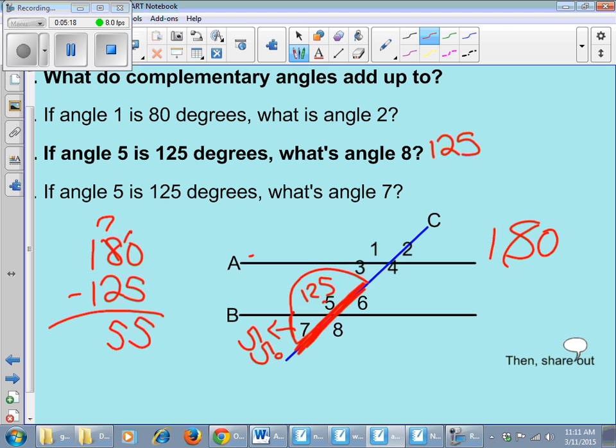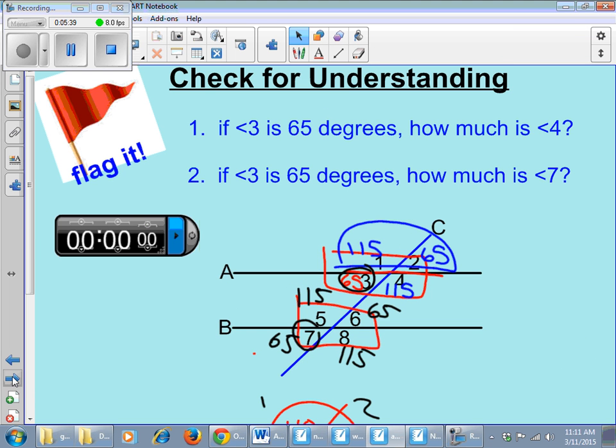Angle 7 has to be 55 degrees because 125 plus 55 makes this straight line, which equals 180. We're going to look at a couple more for our test, and then we'll be good.